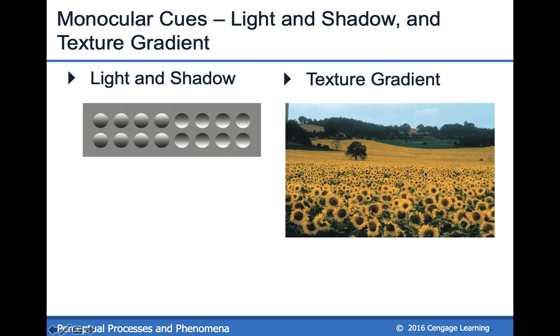We also have texture gradient here, so this is just a field of flowers. We see some overlapping or interposition, but as the texture changes and becomes smaller over time, we know that this is still flowers. We know that they haven't gotten larger or smaller as they come closer or further away from us. It's just that texture gradient that we begin to understand as part of those monocular clues.